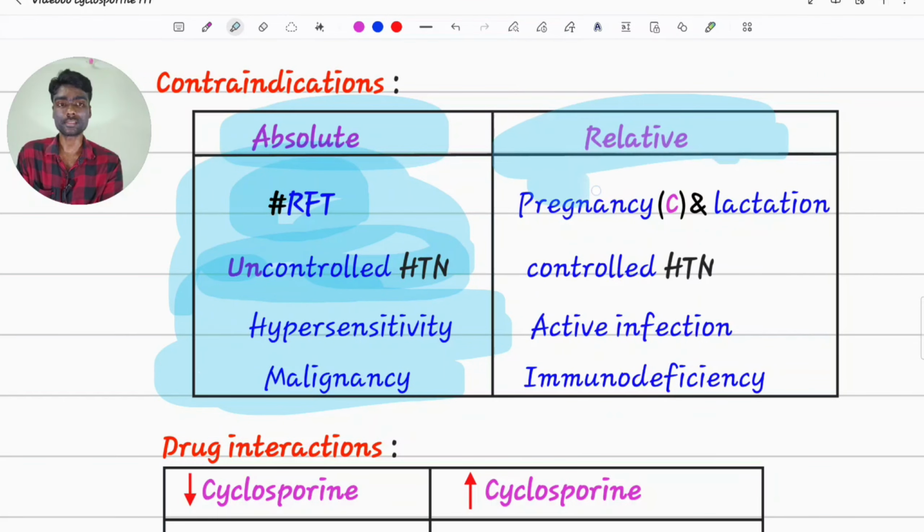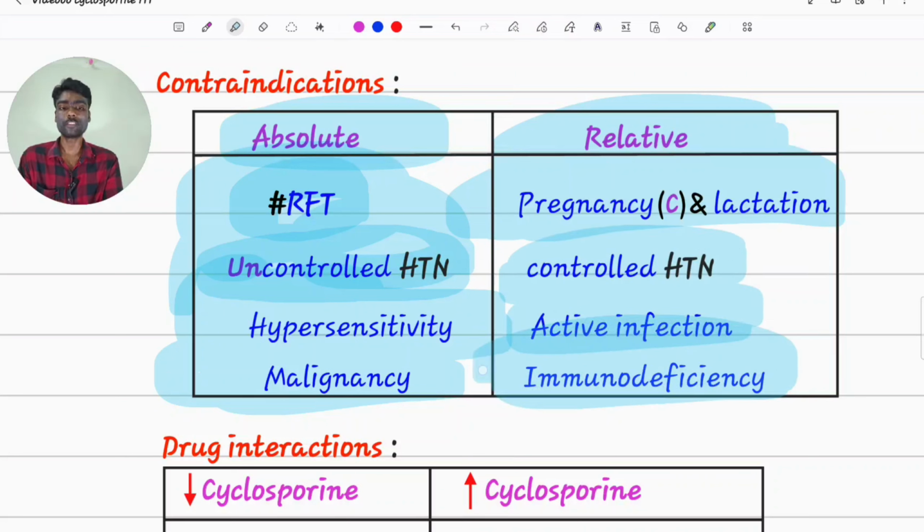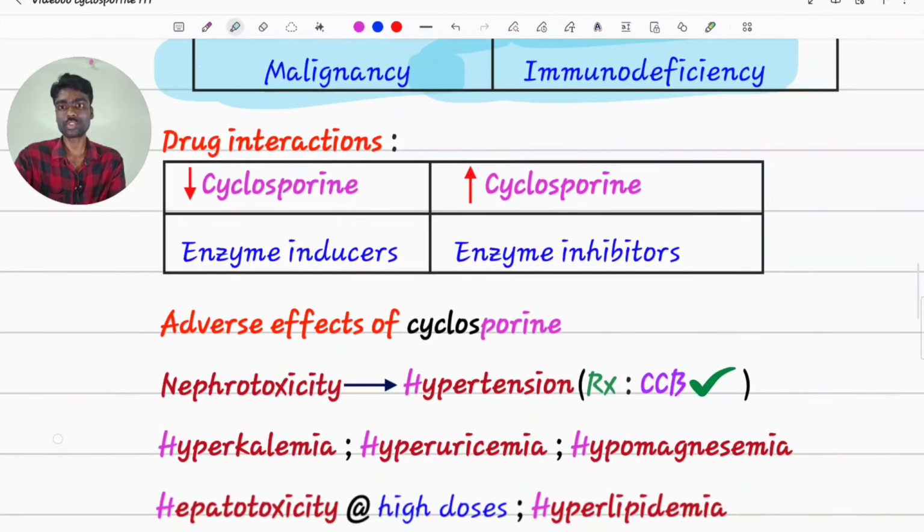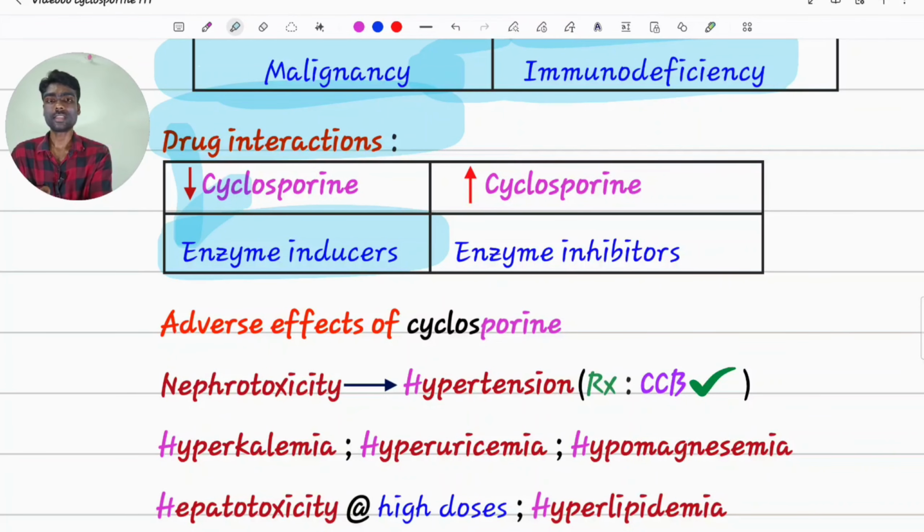Relative contraindications are pregnancy and lactation. It is a category C drug. Controlled hypertension, active infection, immunodeficiency states. If patient is already on immunosuppressive drugs like steroids, we should not. It is a relative contraindication to cyclosporine. Drug interactions. Enzyme inducers will reduce the levels of cyclosporine. Enzyme inhibitors will elevate the levels of cyclosporine.